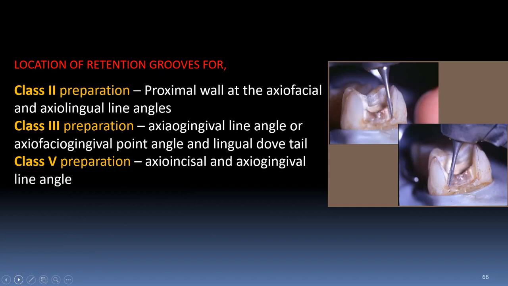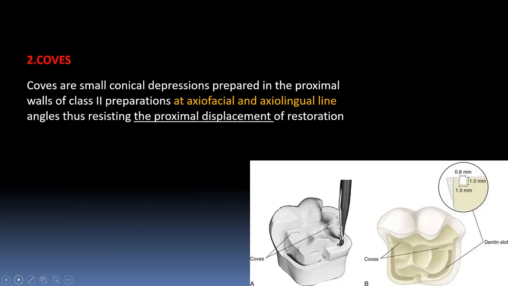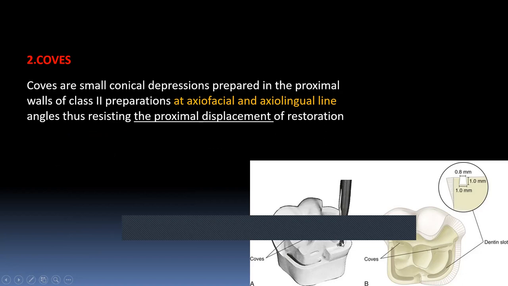For the class 3 preparation, it is the axiogingival line angle or the axiofacial gingival line angle and the lingual dovetail. And for the class 5 preparation, it is given on the axio-incisal and the axiogingival line angle. We should remember the cavity line angles. Then the coves are smaller conical depressions which can be provided in a class 2 preparation at the axiofacial or the axiolingual line angle, and these are used to resist proximal displacement of the restoration.